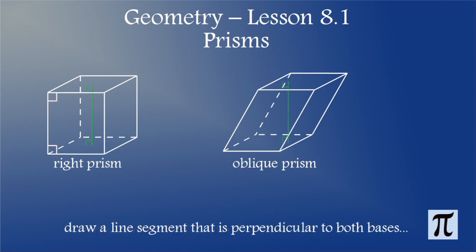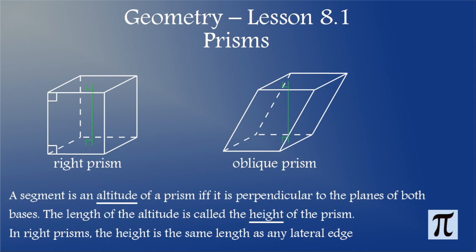Next, let's draw a line segment that is perpendicular to both bases, as shown here. A segment is an altitude of a prism if and only if it is perpendicular to the planes of both bases. The length of the altitude is called the height of the prism. In a right prism, the height is the same length as any lateral edge.